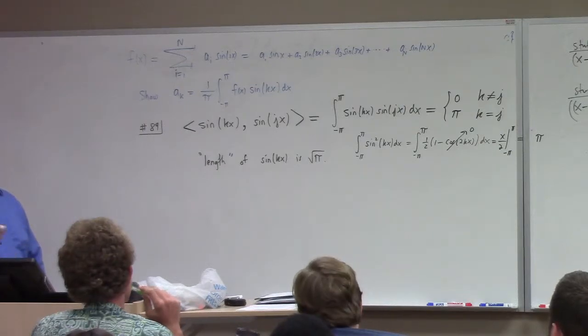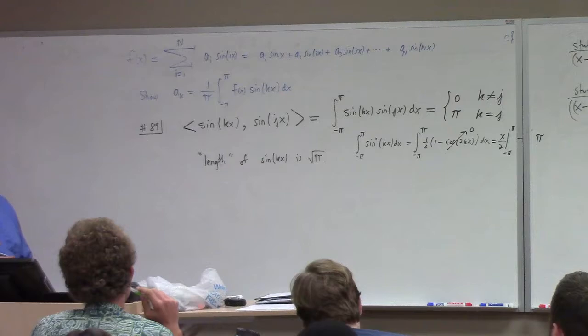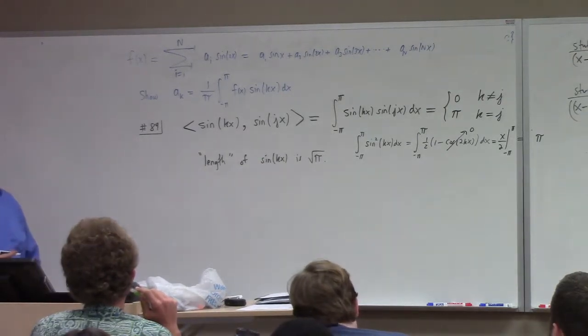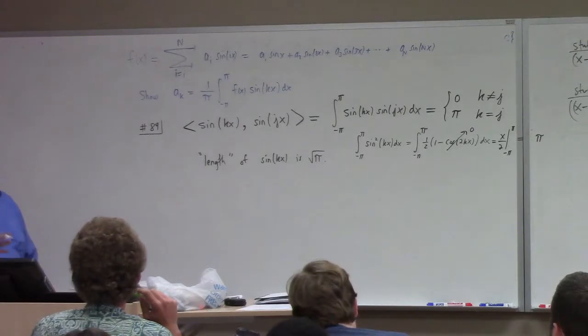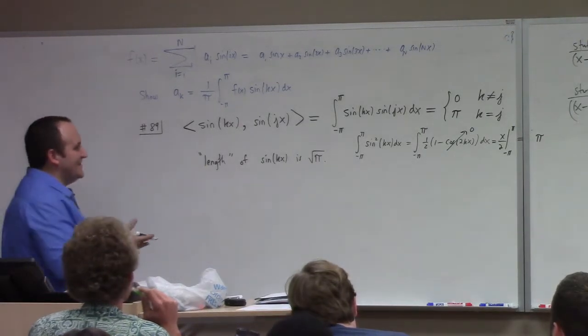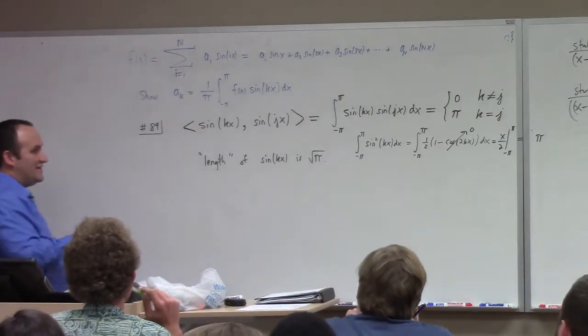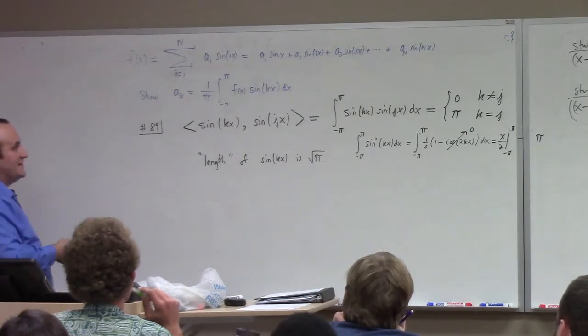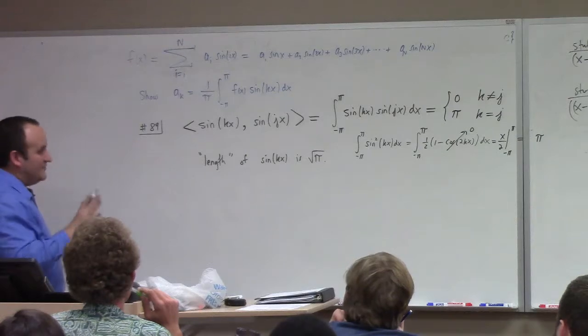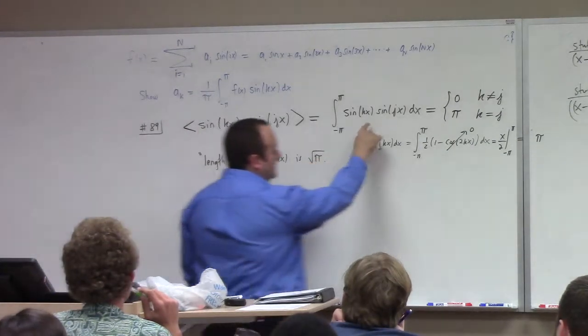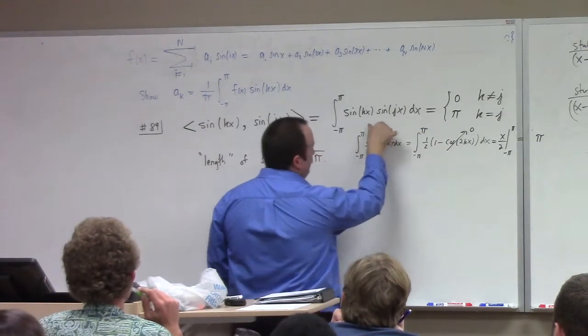If you take the dot product of a vector with itself and you find that the answer is 7, that means that the vector has length square root of 7. If you've had physics, you know that. If you haven't, there's no point in us having this conversation. This is problem 89. I'm helping you with problems 89 and 90. I'm not trying to explain all of calculus 3 here. So let me just behave. The point is that if we take k equals j, it's pi.